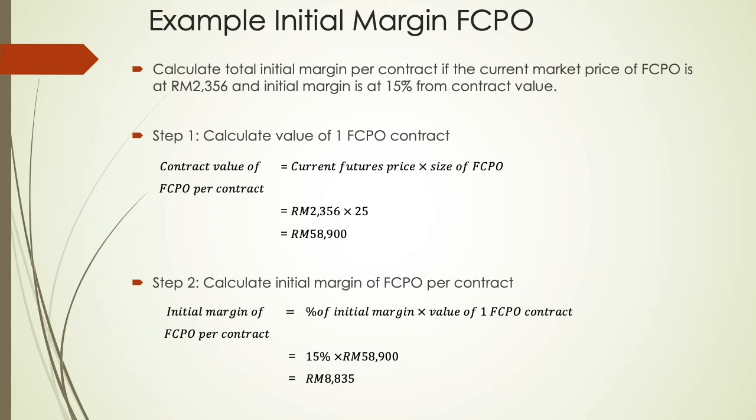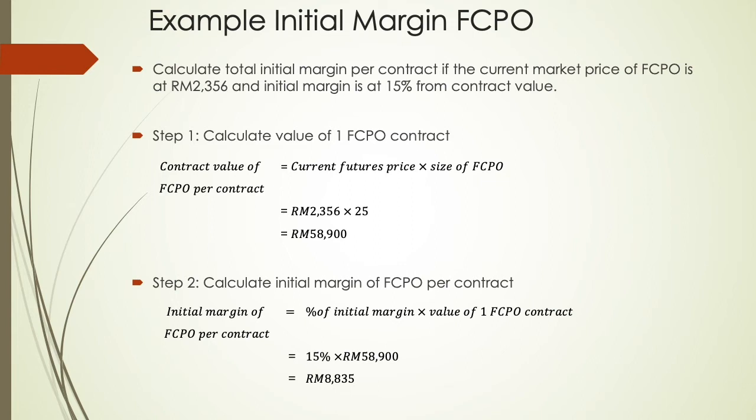So to calculate the initial margin per contract, step number 1, you need to calculate value of one FCPO contract. So contract value of FCPO per contract is equal to current futures price times size of FCPO. So size of FCPO is 25. So current futures price is 2356 times 25. So you get 58,900.